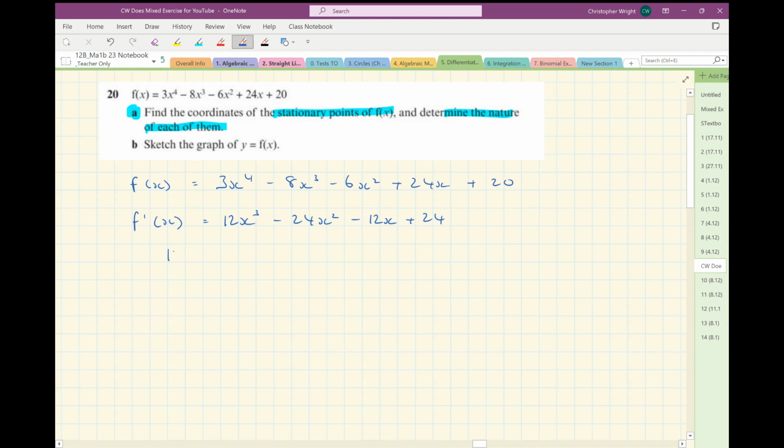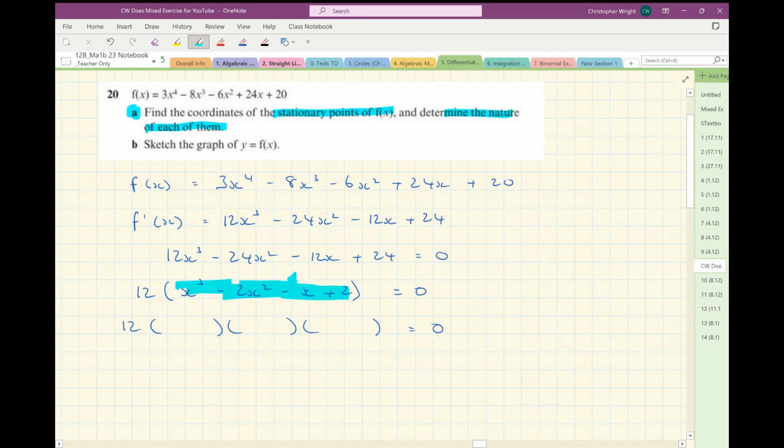And of course I need to set that equal to 0 to find the x coordinates of the stationary points, to find the x coordinates at which the gradient is 0. I'm going to take 12 out to start with. Okay, and now I'm looking to factorize this expression here into 3 brackets. Clearly I'm going to have an x, an x, and an x, and my 3 numbers in each bracket are going to have to multiply to plus 2, aren't they?